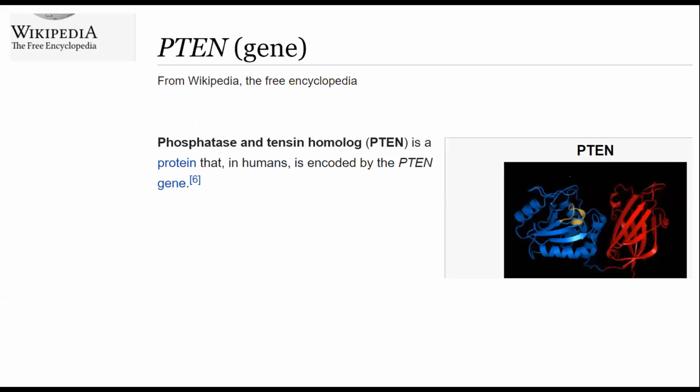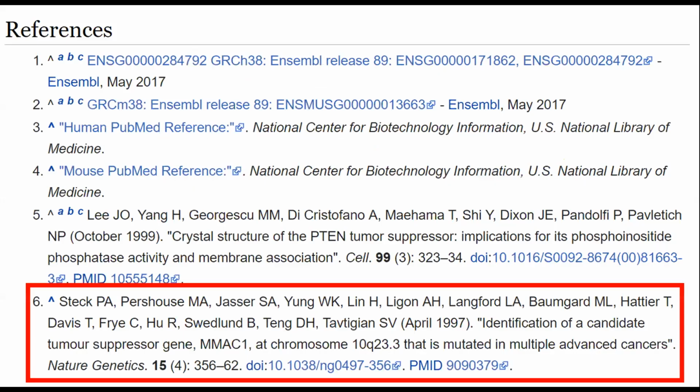All right, in terms of PTEN being the name of the gene, all right, fine. Let's go to the ultimate authority in all things scientific, Wikipedia. And look at this entry in Wikipedia for PTEN. Phosphatase and tensin homolog is a protein that in humans is encoded by the PTEN gene. See reference number 6. Is it the 6? Let's have a look at reference 6, shall we? The Peter Steck paper. How do you like that?